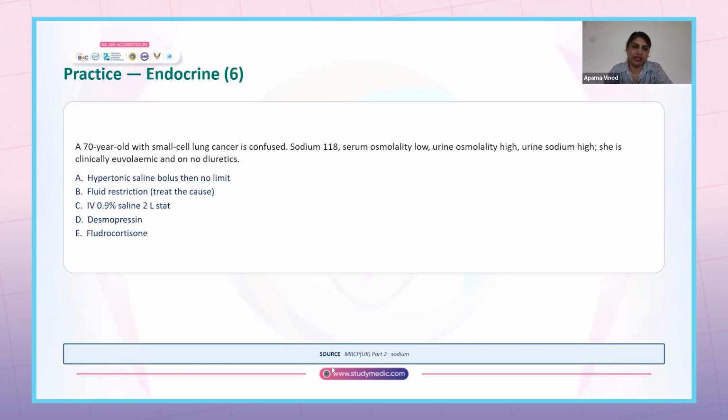So there is another clue here, small cell lung cancer. So it could be a parathormone related hyponatremia as well. So what will you do? Will you give hypertonic saline right now? Will you restrict fluids, or will you give IV saline, 2 liters stat, desmopressin, or will you give fludrocortisone?